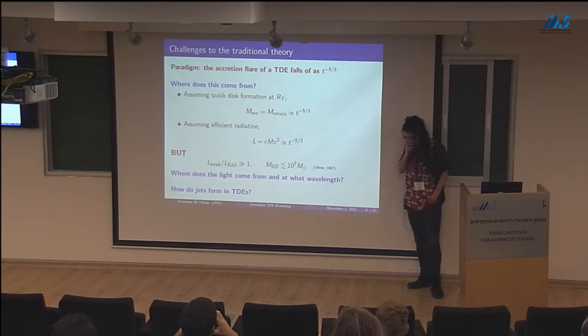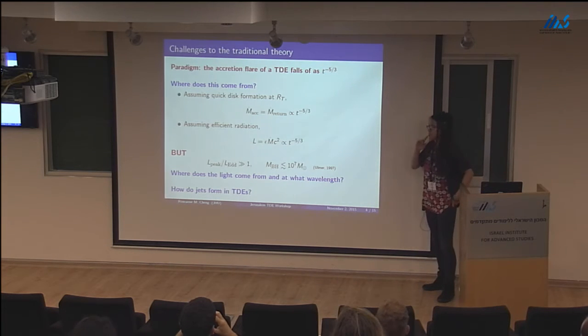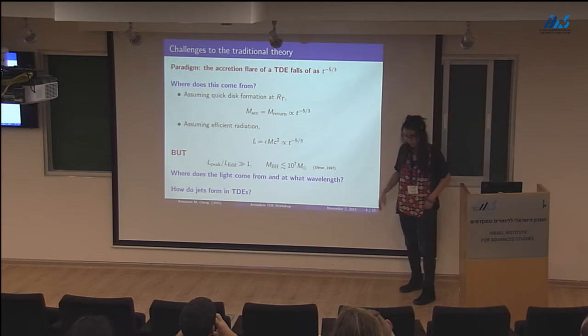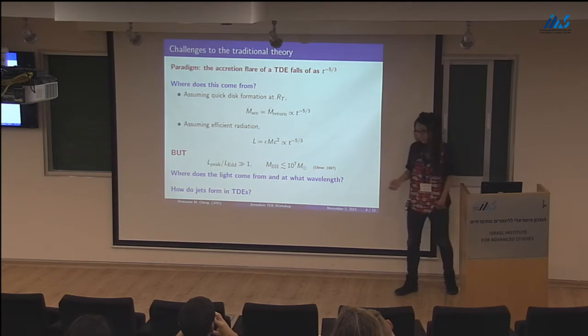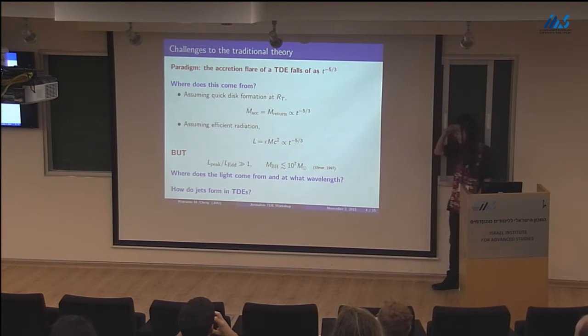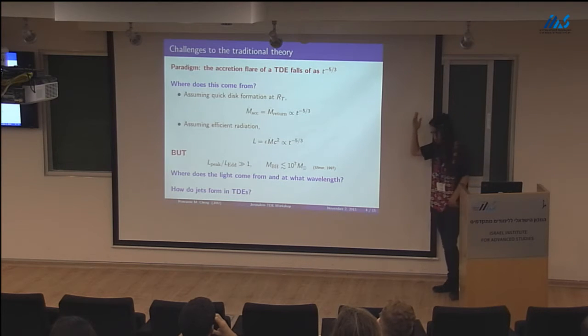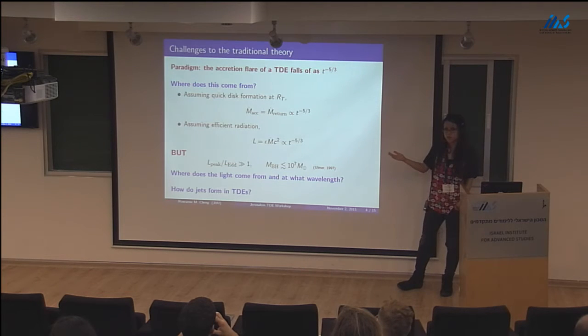So can a black hole accrete in a super-Eddington way? This is open for discussion. There's a debate in simulations between Yan-Fei Jiang and Oleg Gnedin. So this is an open question. It's another question: where does the light come from, and at what wavelength? We don't really know. And how do jets form from TDEs?